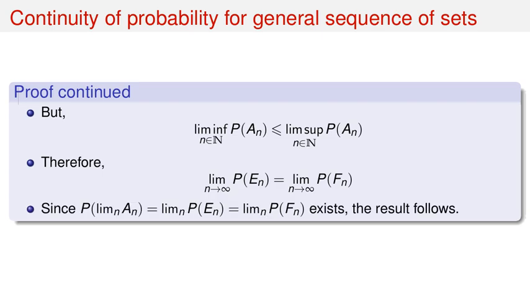Since P of limit An exists because we assume limit An exists, then P of limit An equals limit P of En equals limit P of Fn. This implies P of limit An equals limit P of An. The result follows from these relations if the limit of the sequence of sets An exists.